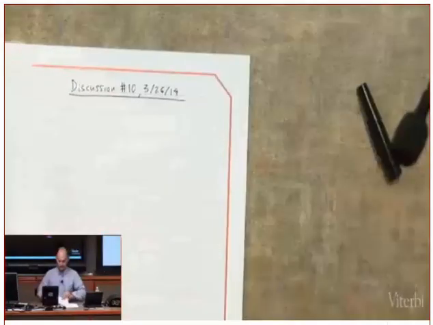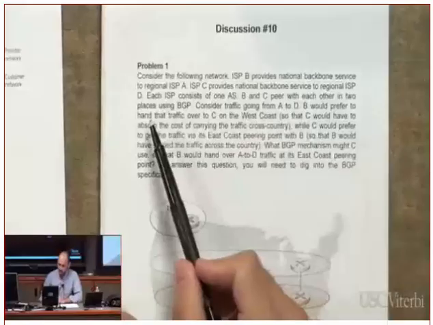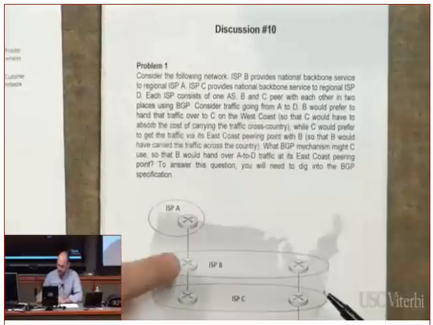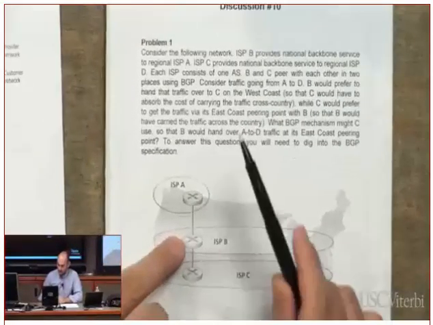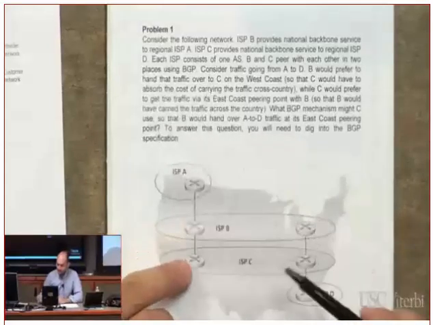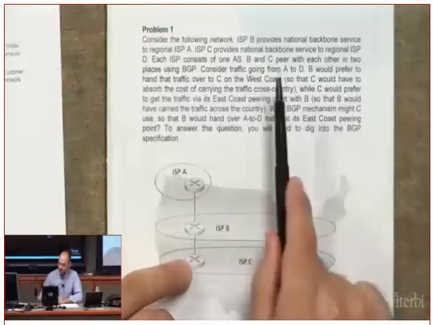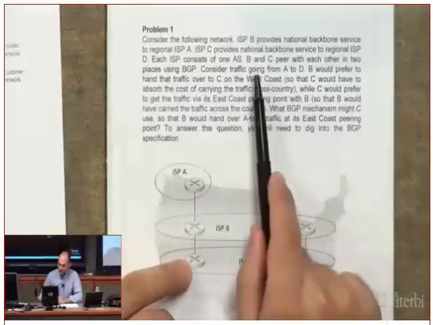So problem number 1, consider the following network. ISP-B provides a national backbone service. We have ISP-B here and ISP-A. ISP-A provides national backbone service to regional ISP-D, C, and regional ISP-D. Each ISP, B and C, peer with each other in two places using BGP. We have two peering points, okay?